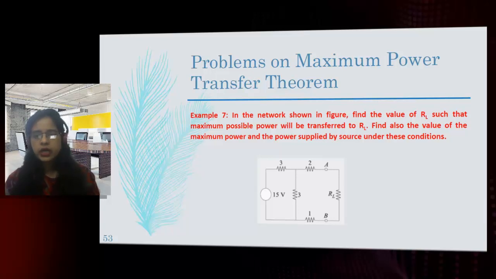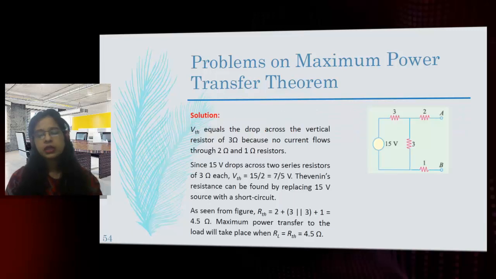To find out the value of RL, we will find RTH. Now for finding out RTH, we'll have to remove RL from the circuit. RTH is again the same RTH which I talked about in Thevenin's theorem. So for RTH, RL will be removed.